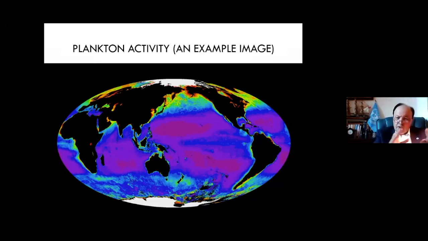So again, this is just a picture. Those purple patches there in the middle of the Pacific Ocean, the Indian Ocean, and the Arctic Ocean are usually called ocean deserts, because they're less active: there's less life, less nutrients available, and therefore there's less activity.